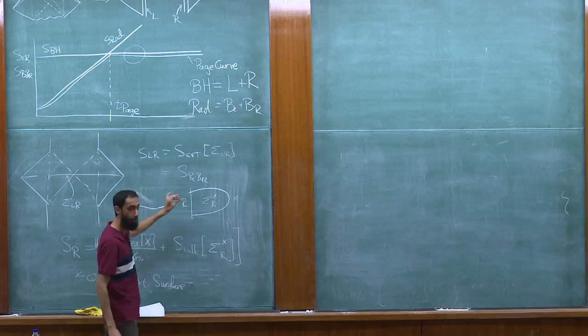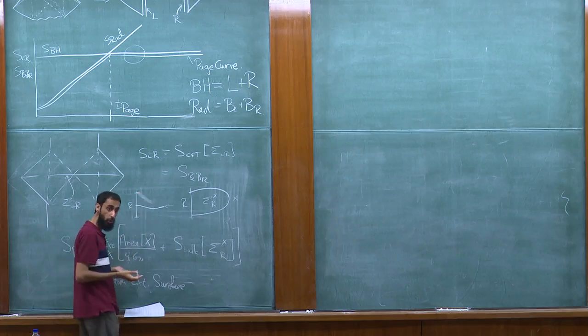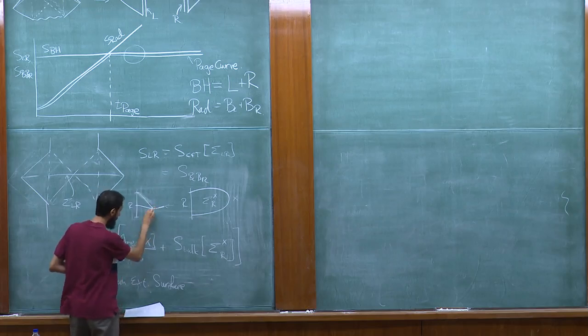You can draw the causal diamond on the boundary, let's say. That goes up to a point here and here. The causal wedge is what you get by shooting these into the bulk, and you get something like this. So that's a different object. I agree.